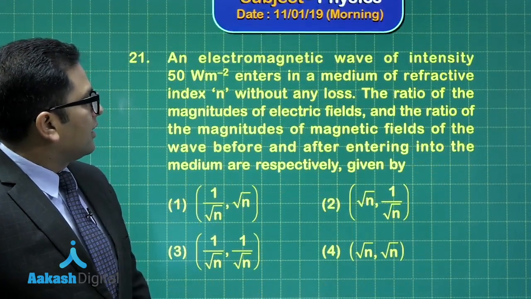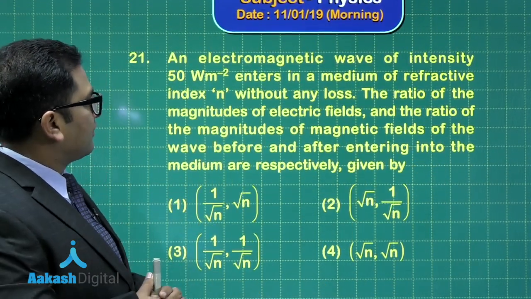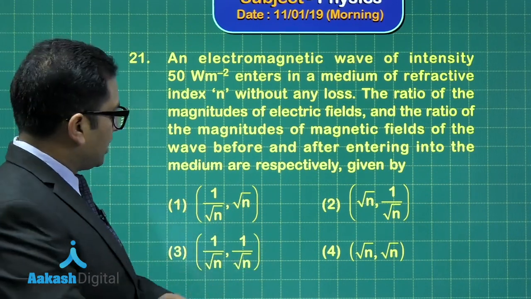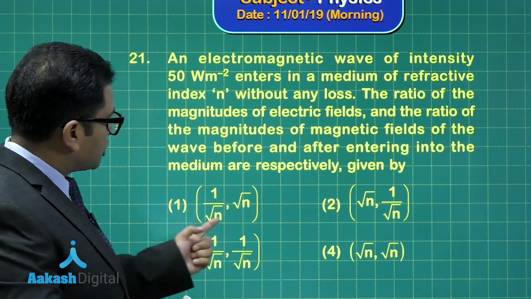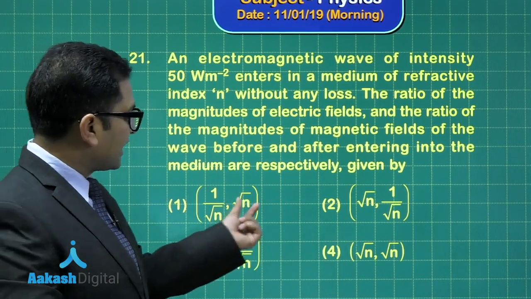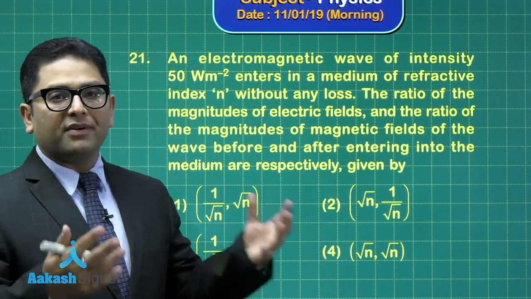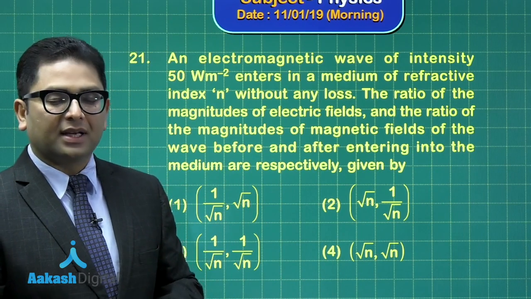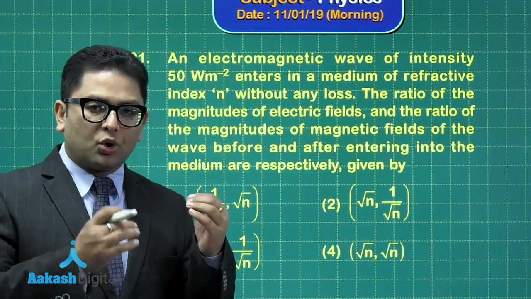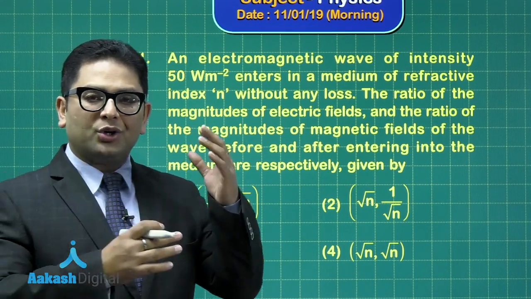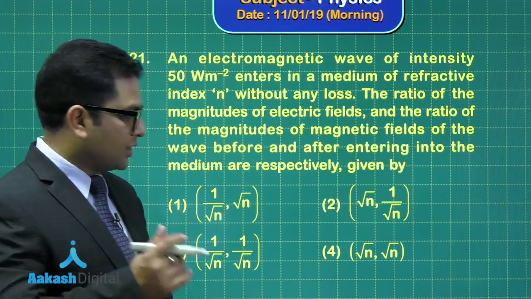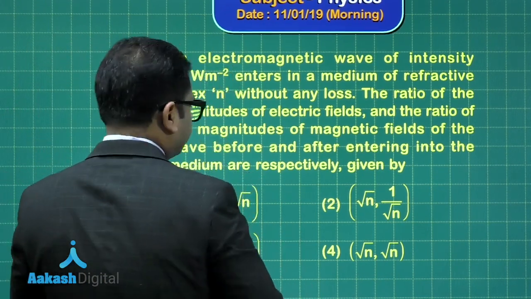We need to calculate the ratio of magnitude of the electric field before and after entering into the medium. So the set, you can see the first one is the ratio of electric field before and after entering the medium. The second one is the ratio of magnetic field before and after entering the medium. Now, a way is that you go through the basic, but this question is so wonderfully framed that, just by a small mathematical manipulation, you can easily calculate it. You see how? It's something like this.